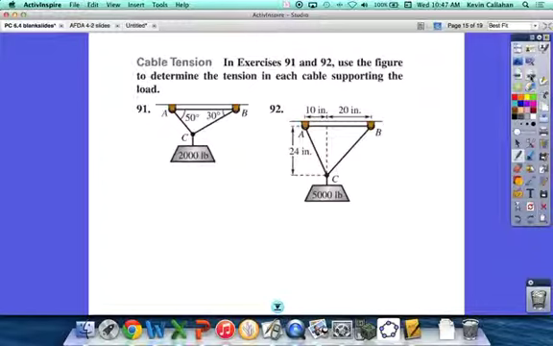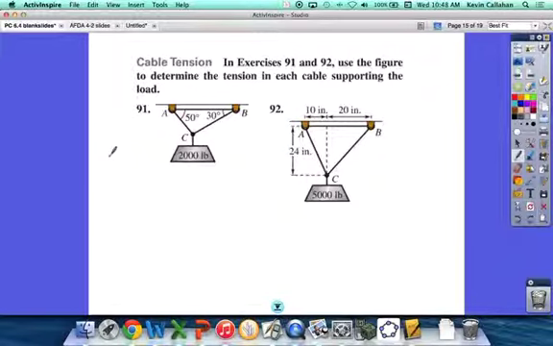I'm going to show this example here, and this is going to be one of the ones I assigned from the previous section, because we've seen this come up before, in one of the trigonometry chapters. Quiet, please. Okay. This one says, use the figure to determine the tension in each cable supporting the load. There are 2 cables supporting this 2,000-pound weight, which is pulling straight down. By the tension in the cables, they mean what is the tension in this cable and what is the tension in this cable.